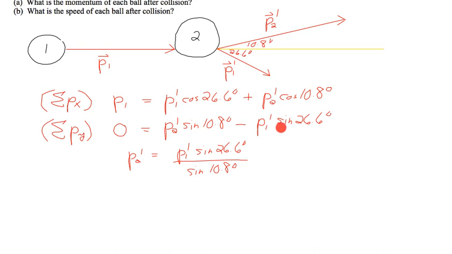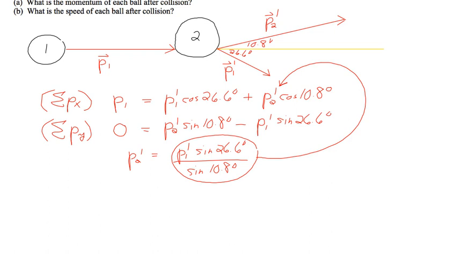I moved this thing to the other side, and then to get P2 prime by itself, I divided by sine of 10.8. So this right here is now my substitution. I can now take this and plug it in right there, and then I'll have only P1 prime in that first equation. So this right here is now going to be put in right there. And the rest of the problem is algebra. We're done with the physics.